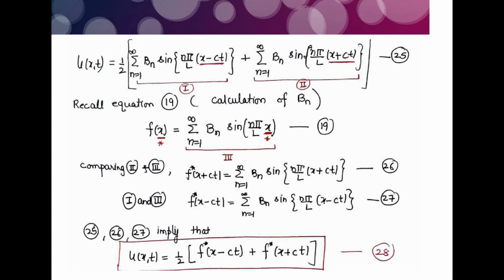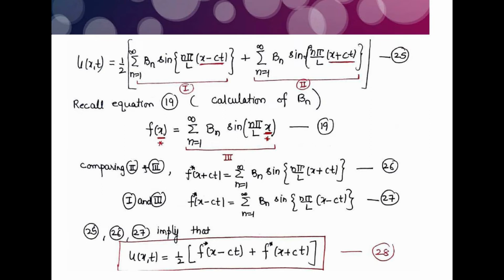This is equal to summation over n from 1 to infinity of bn sine(n pi over L times x). In expression 19, I have underlined the argument x with the sine term as star, and on the left side of equation number 19, we have f of x. Now using equation number 19, we can calculate equation number 25, the first summation term and the second summation term.